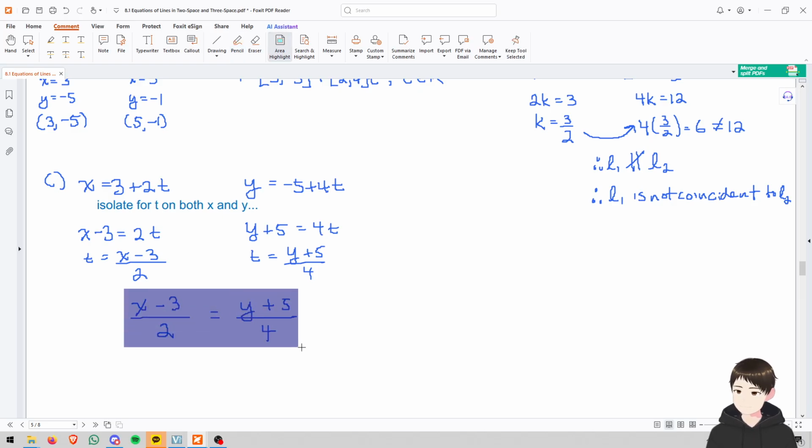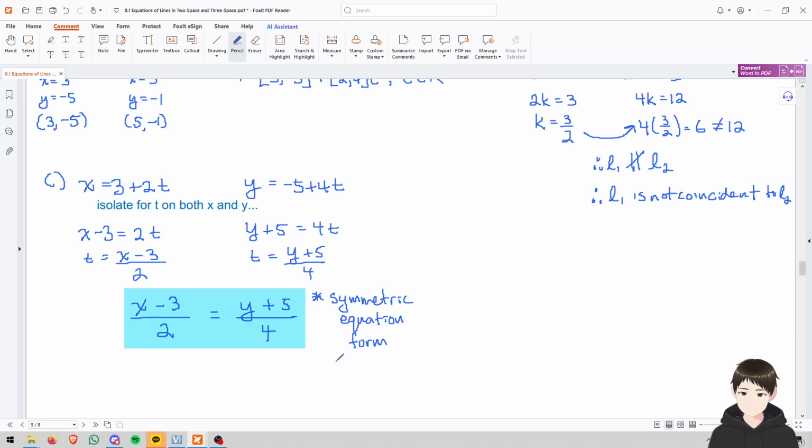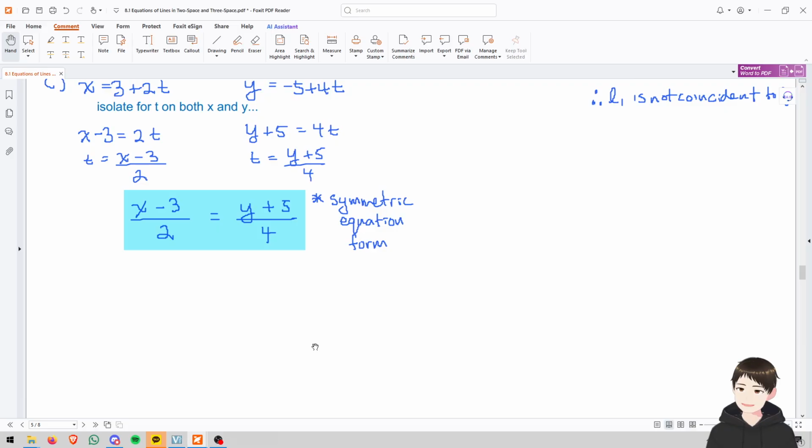This right here, when you compare two different equations that equal the same parameter, is what we call a symmetric equation form. It's useful in its own ways, and so it's going to pop up here and there, okay? But we need to go through the symmetric equation form to get to our scalar, and that is, I'm going to multiply both sides by 2 and 4, or rather get rid of the denominator.